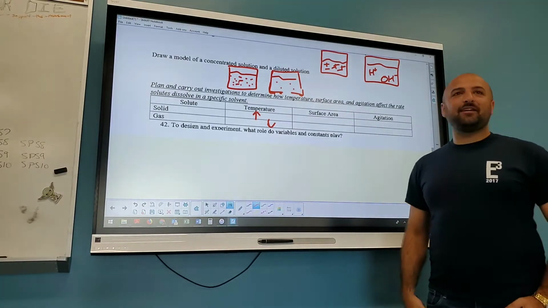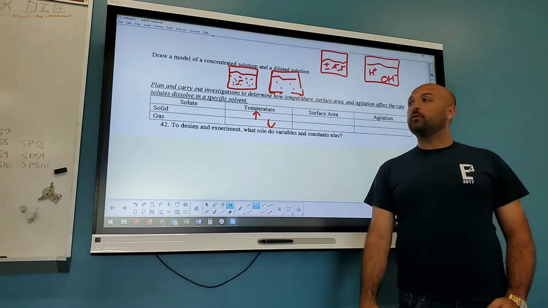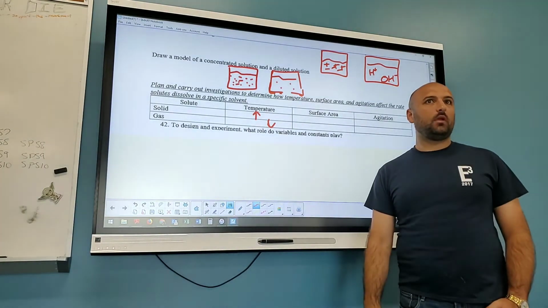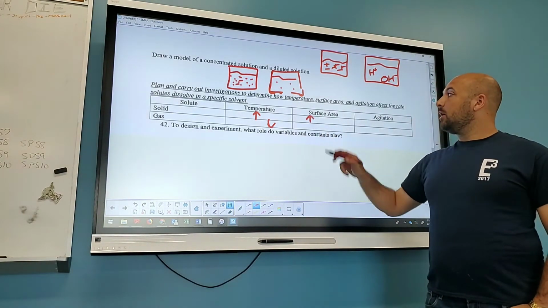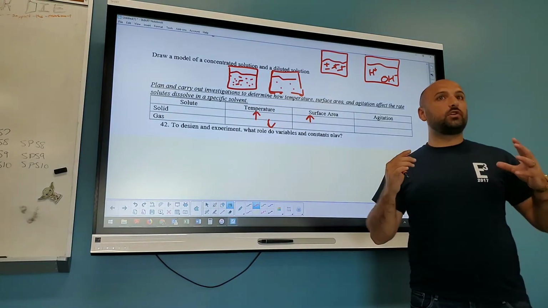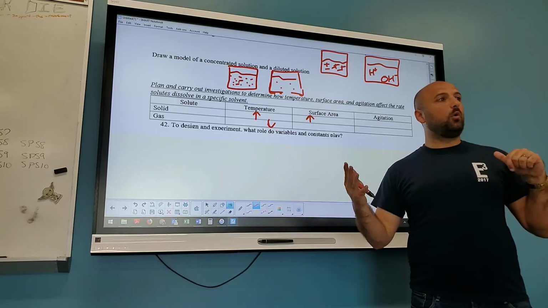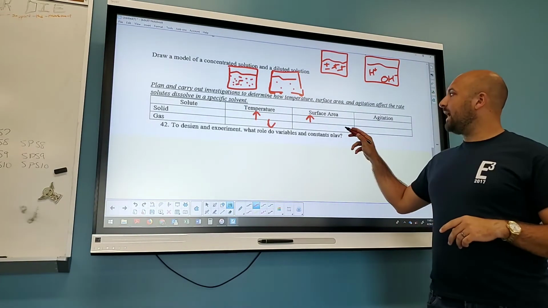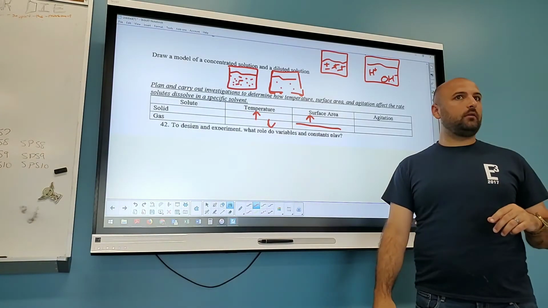All right, surface area. For a solid, what do I want to do? Increase it or decrease it? Increase the surface area. Because if I have more surface area, more surface is exposed to the water, and the more the water can pull it apart. Are we good with that? For gases, the surface area doesn't matter. You with me on that?